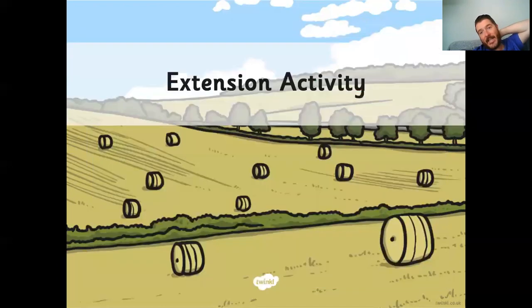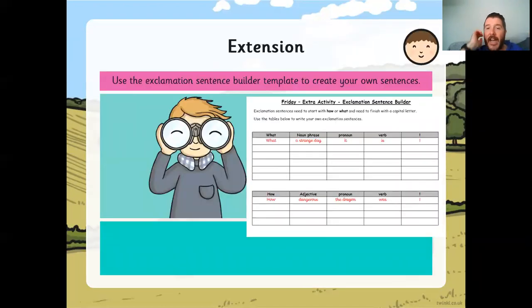And then our last little bit, for an extension, I've made you an exclamation sentence builder. So it tells you each part. So for your what ones at the top, you need to start with a what, then you need a noun phrase. So that's a noun, a naming word, with either a, the, some, one, words like that, and an adjective. So a strange day. A pronoun, now that's anything that replaces someone's name. So he, she, me, we, it, they, you, and a verb, a doing word. Okay? And then your exclamation mark.